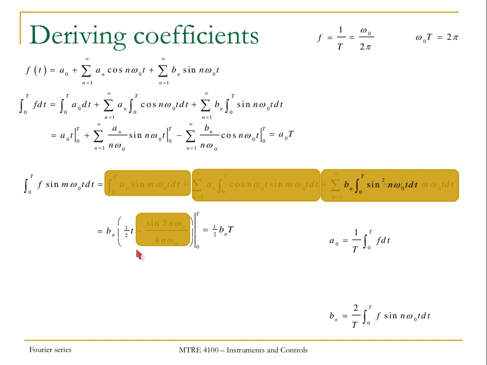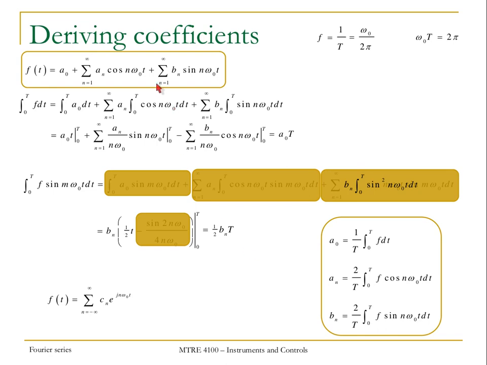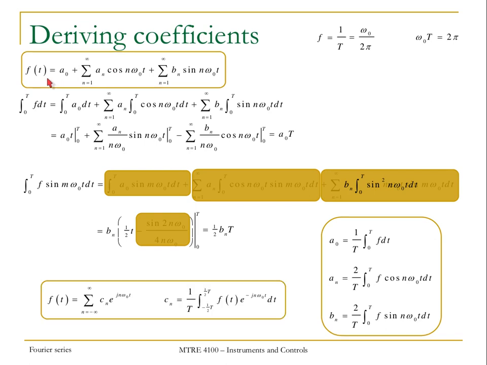We could do a similar process where we multiply both sides by cosine m omega naught t and take the integral, and that would give us the equation for a sub n, the coefficients for the cosine functions. Now we can rewrite this series in exponential form, because the sum of the cosine and sine functions can be rewritten as a complex exponential. So these are equivalent expressions. It's just this is the complex exponential form. And here's the expression for the coefficient c sub n.